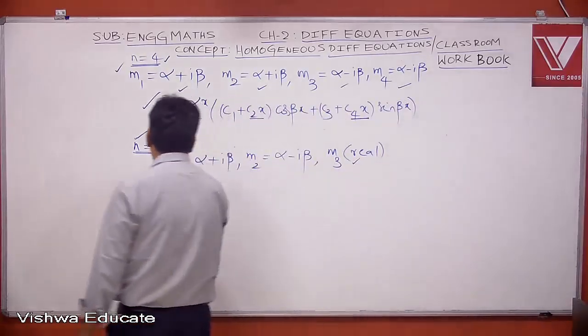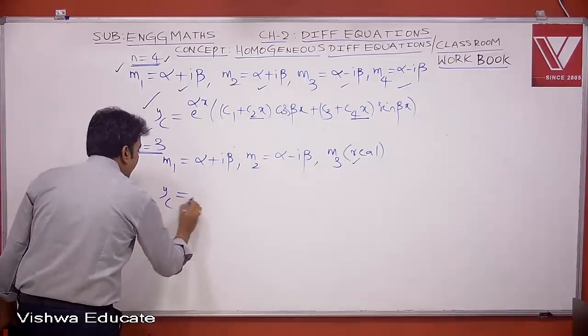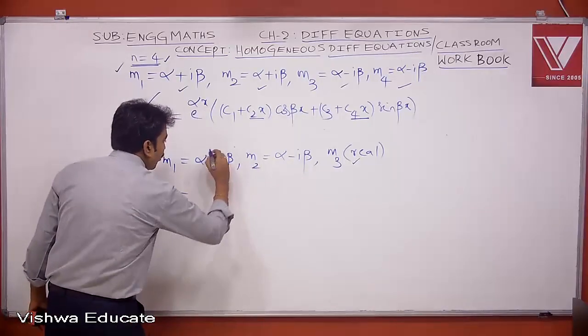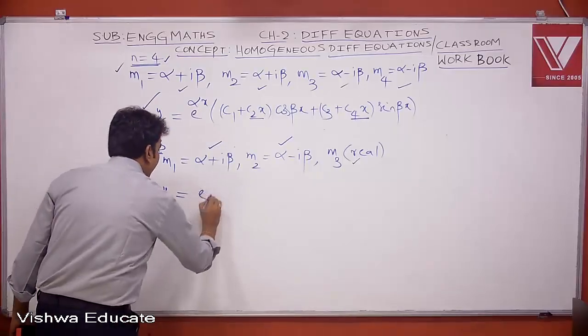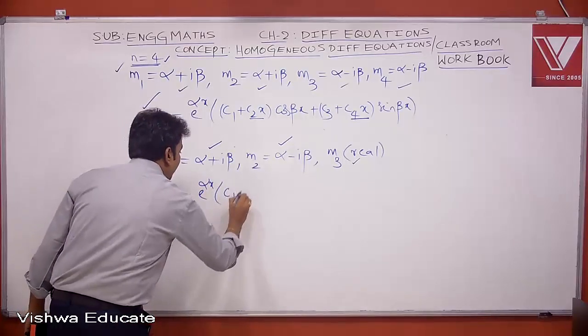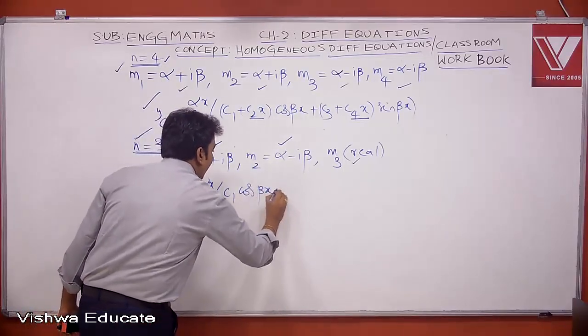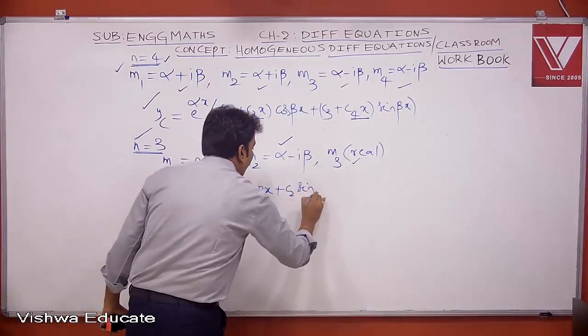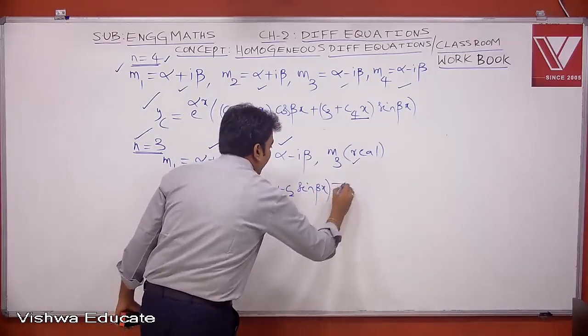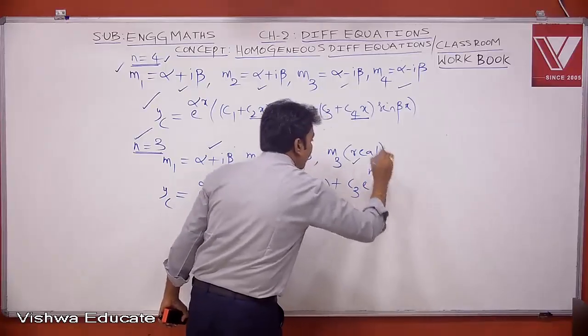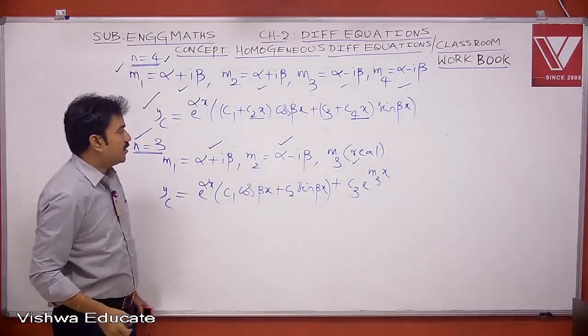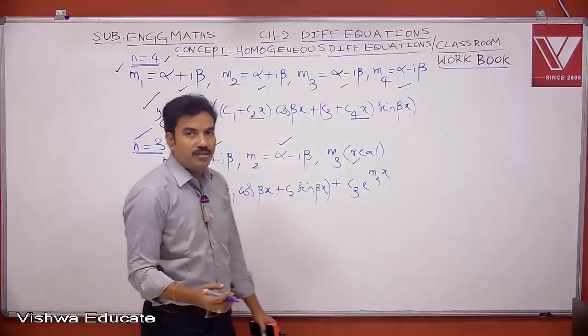In that case, at first I am going to write YC for the complex roots alpha plus i beta, alpha minus i beta. This will be e power alpha x into (C1 cos beta x plus C2 sin beta x), plus, since this is a real root, C3 into e power m3 x. Right? So hope you understand these points.